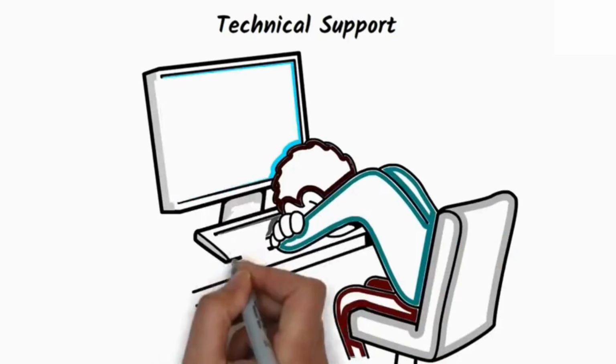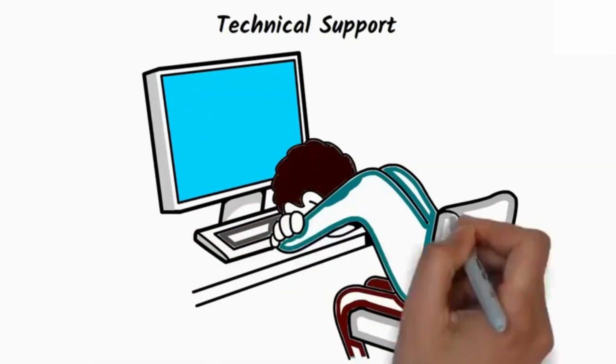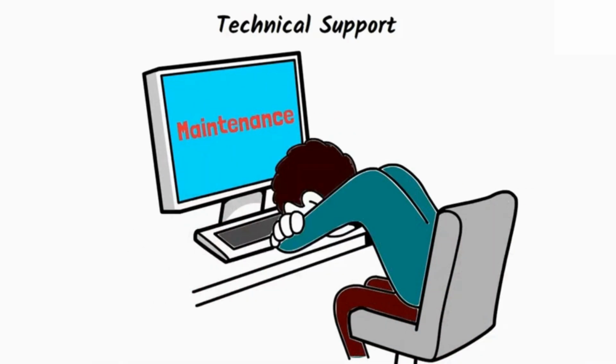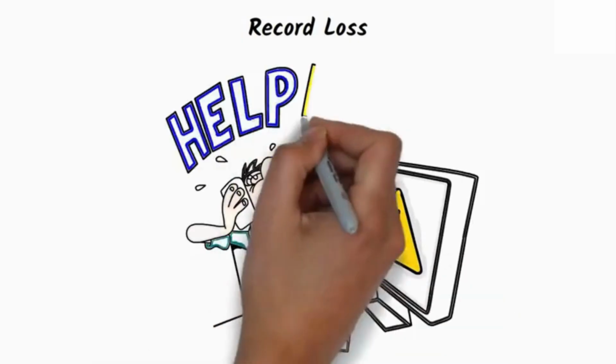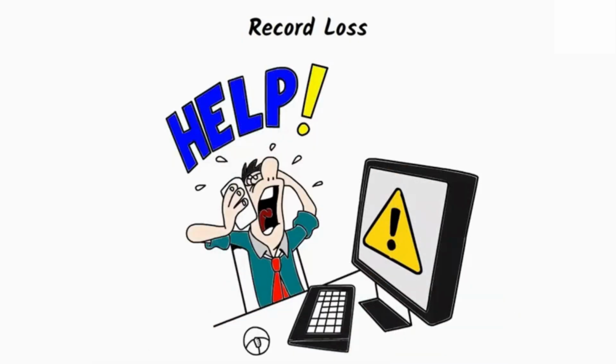Technical support. CRM systems can encounter technical issues or require updates. Businesses need reliable technical support to address these challenges promptly and minimize disruptions to their operations. Record loss. In the event of a CRM system failure or data corruption, there is a risk of losing valuable customer data. Implementing proper data backup and disaster recovery measures is crucial to mitigate this risk.